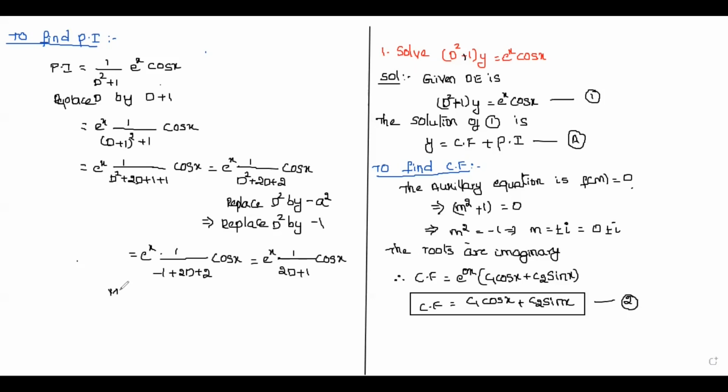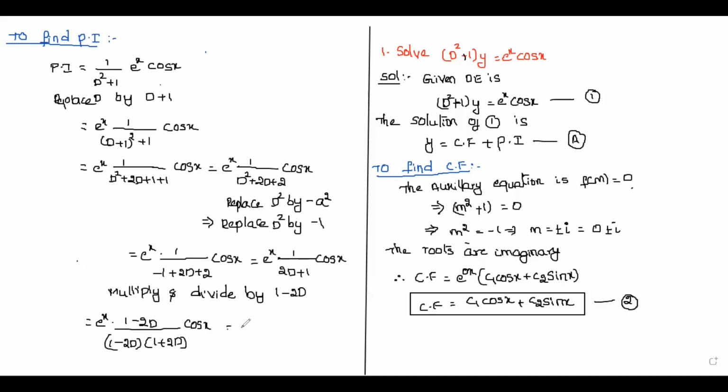So multiplying and dividing by 1 minus 2D. So it will be equal to e power x into 1 minus 2D by 1 minus 2D into 1 plus 2D into cos x.